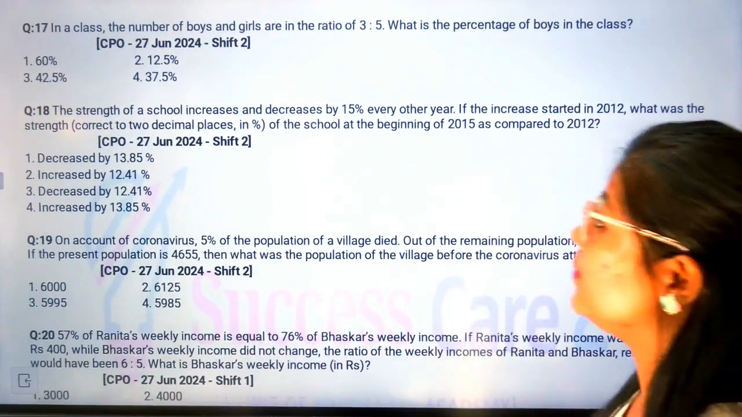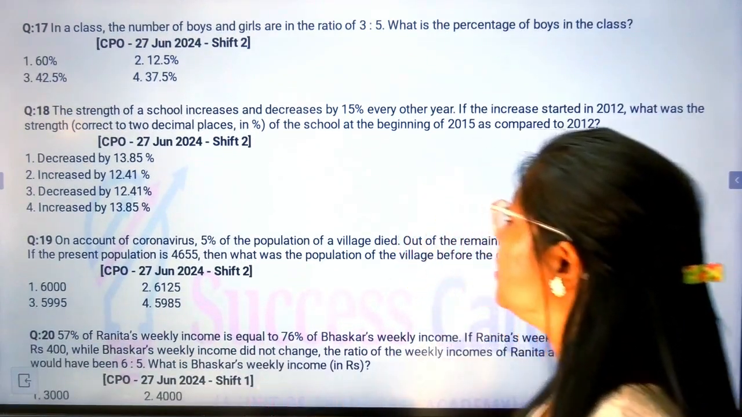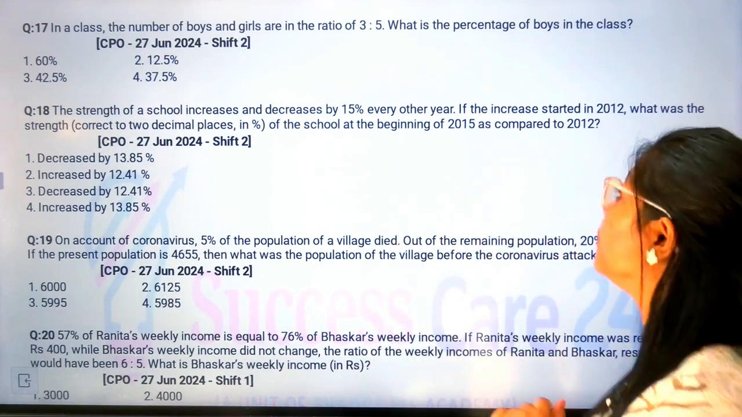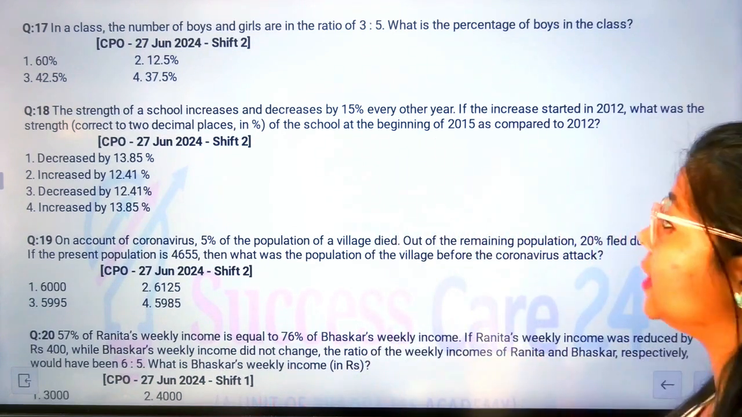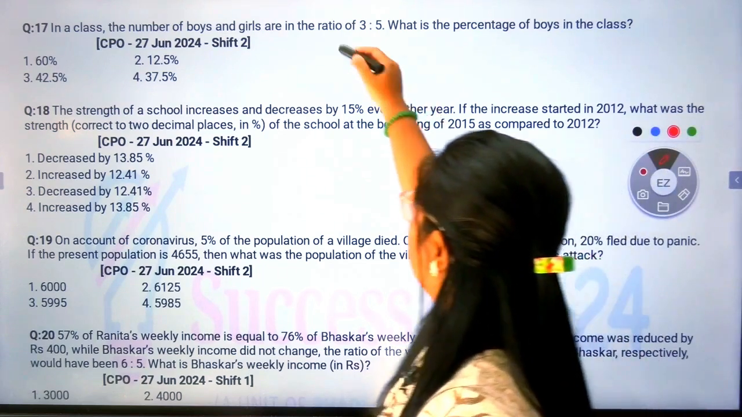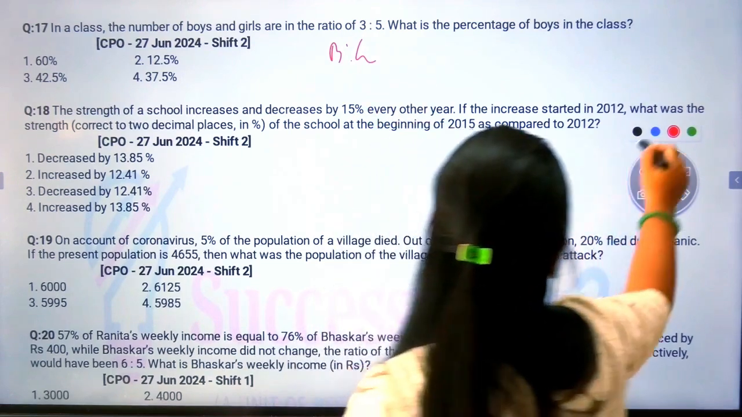Question number 17. In a class, the number of boys and girls are in the ratio 3:5. So you are given the number of boys and girls ratio. What is the percentage of boys in the class? This is very easy. This is a one line question.